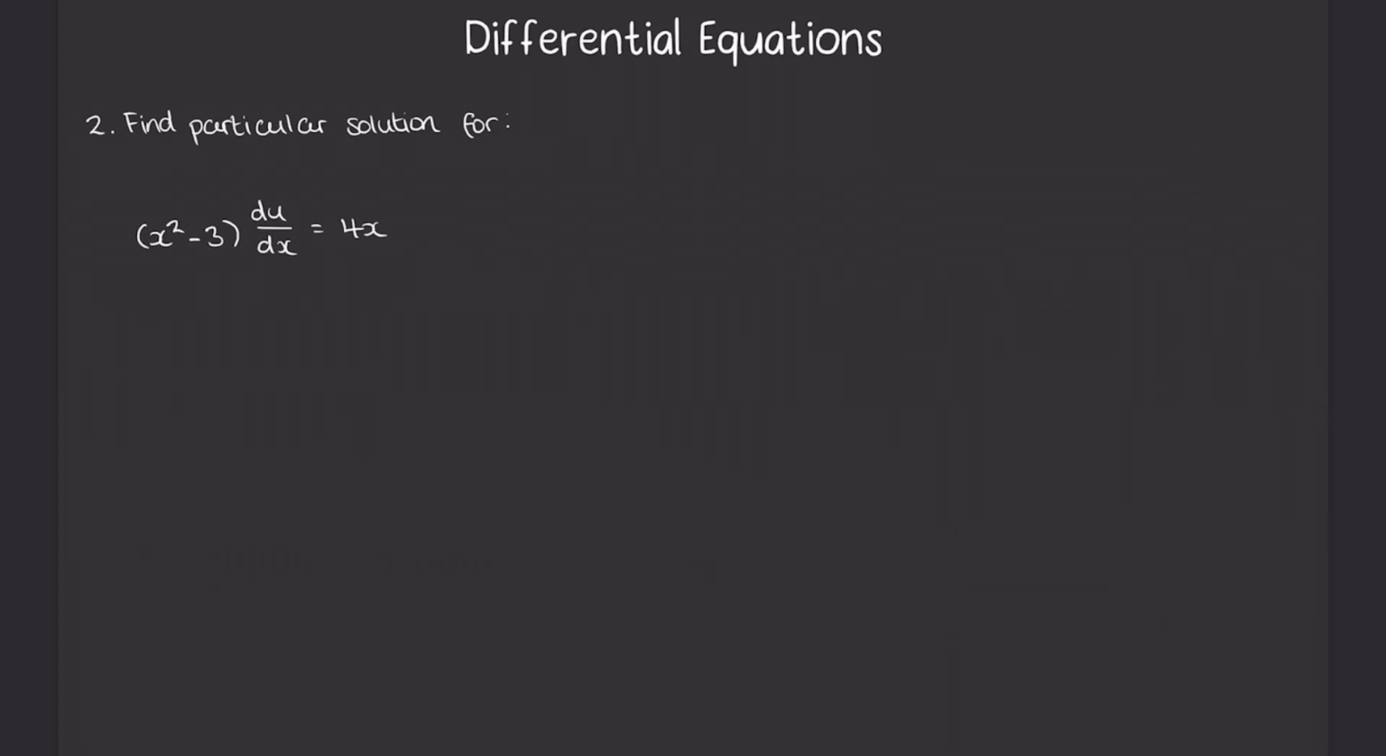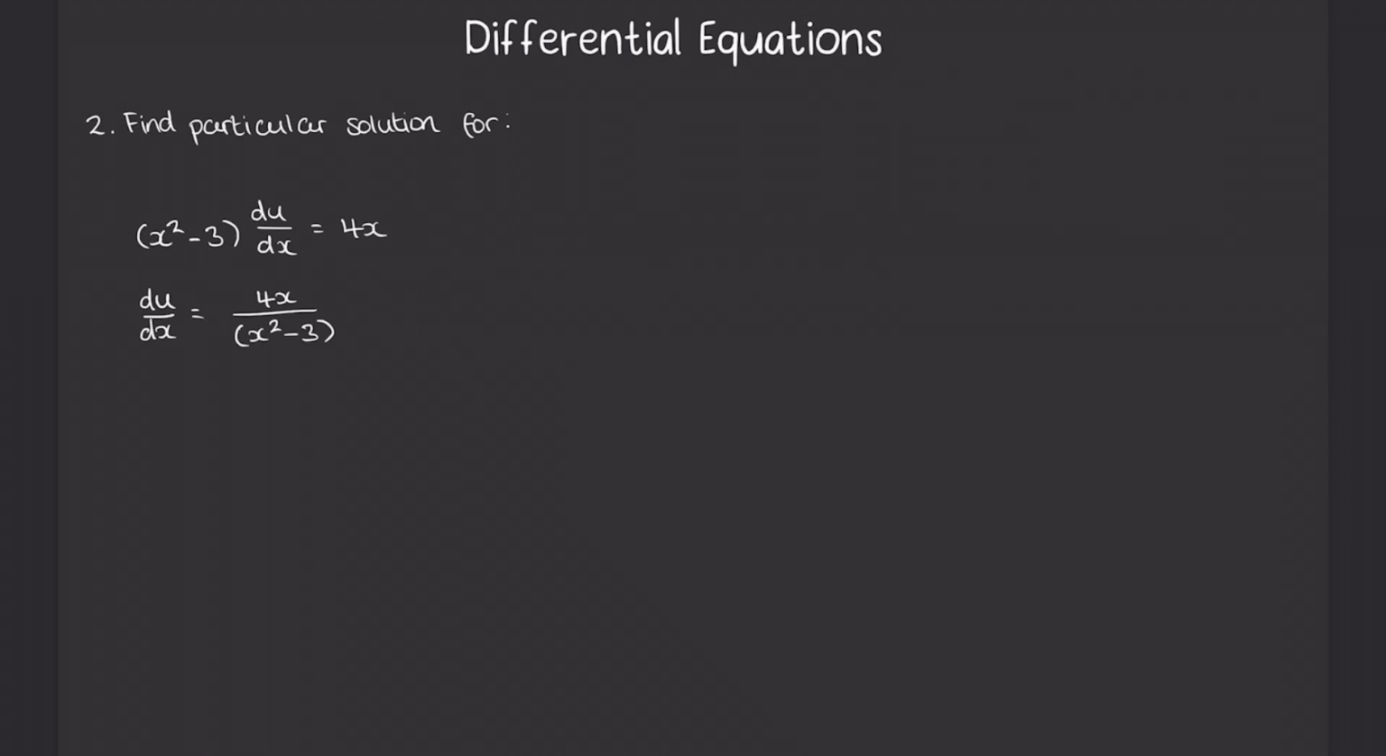Okay, so I've found a new question. It says find the particular solution for this following function. First things first, we put all the x values onto one side and all the u values onto the other, because it's du. The easiest thing we can do here is divide both sides by x squared minus 3. So we're left with du/dx equals 4x all over x squared minus 3.